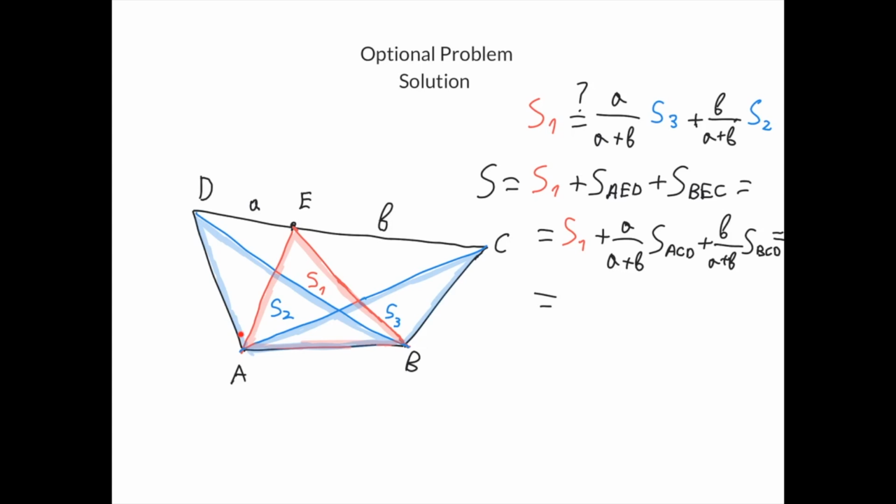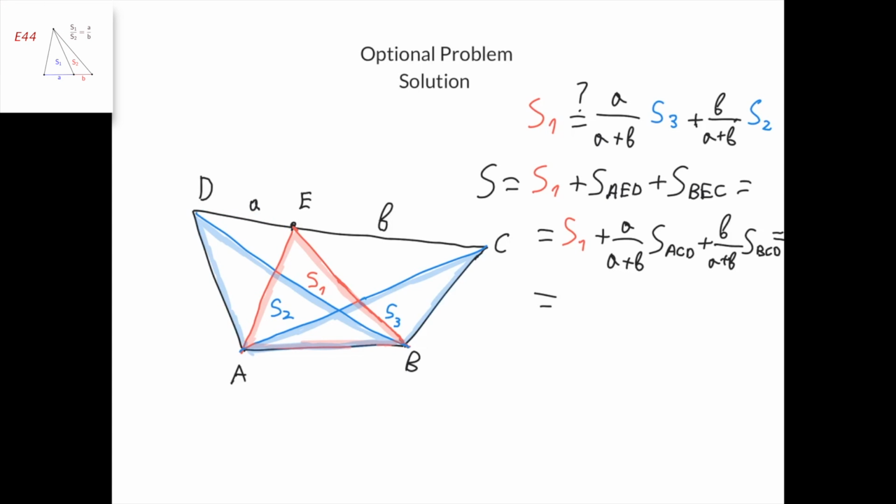Now we know that the area of AED divided by the area of AEC equals the ratio between these two segments, A and B, so A divided by B. And therefore, the ratio of the areas of AED and ACD would be the ratio A divided by A plus B, because triangle AED has a base A, and triangle ACD has a base A plus B, and both have the same height here. So instead of writing area of AED, we can write A divided by A plus B times the area of ACD.